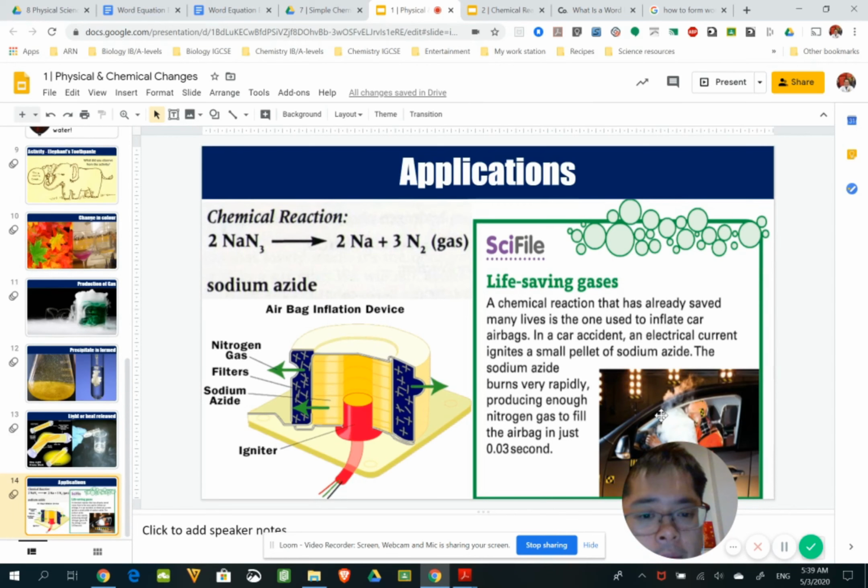You can read this on your own, and this information is found on your Google Classroom. Just go through the slides. I will tell you which textbook later in class so that you can refer to it to know what a physical and chemical change is. Okay? All right. Thank you for listening.